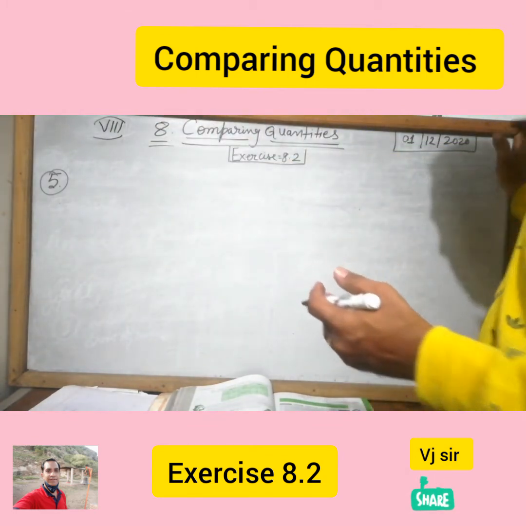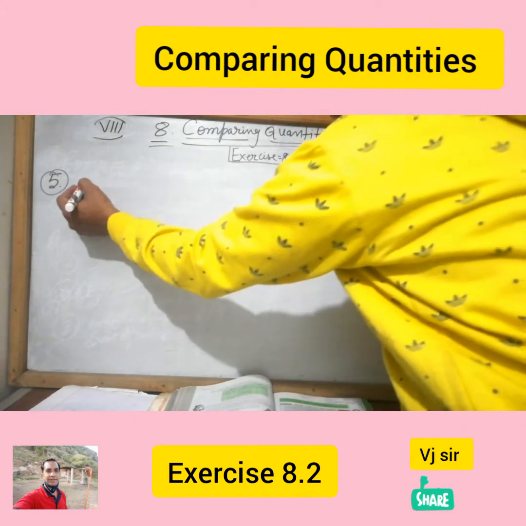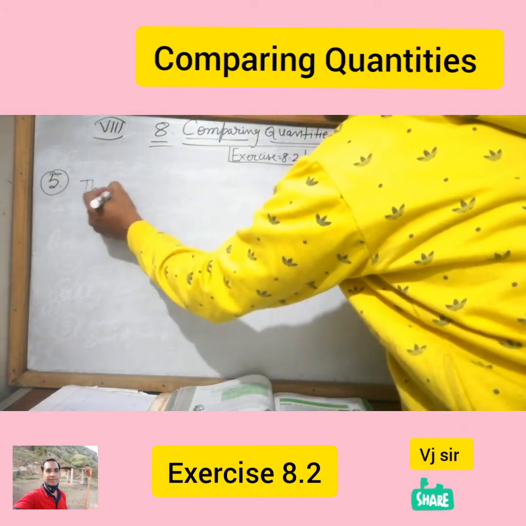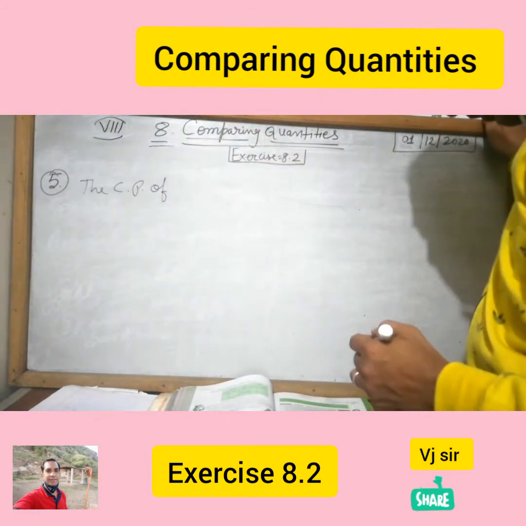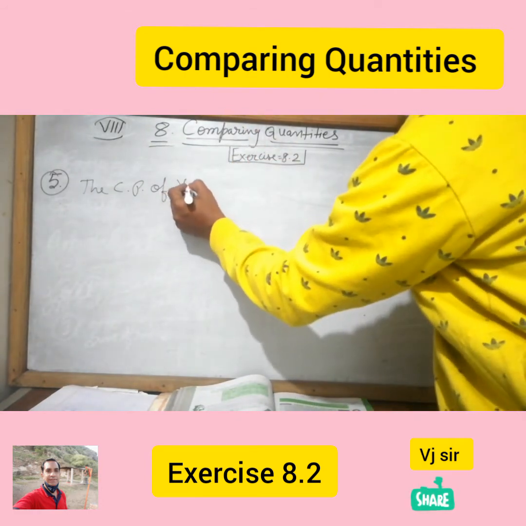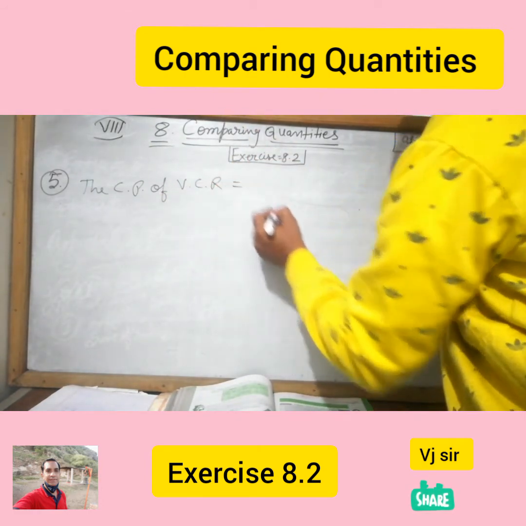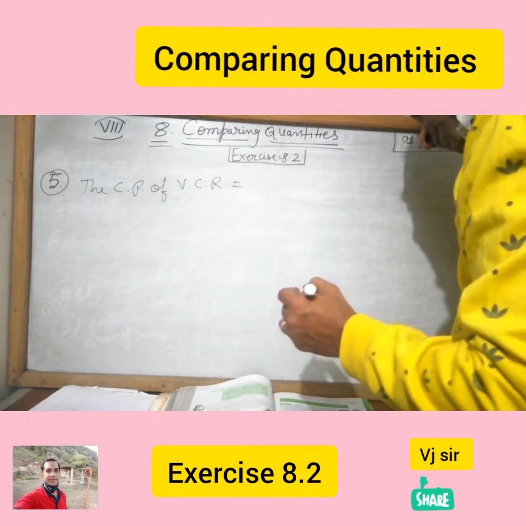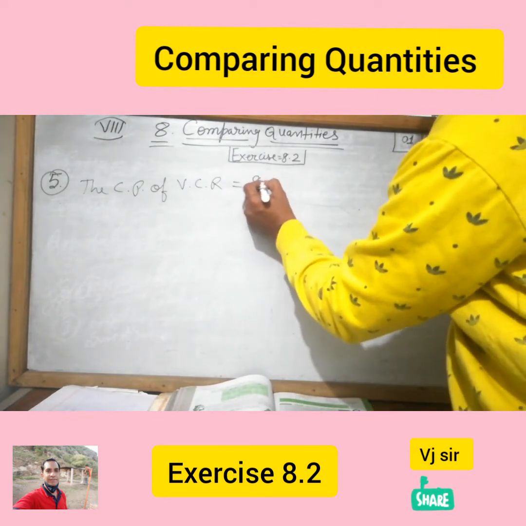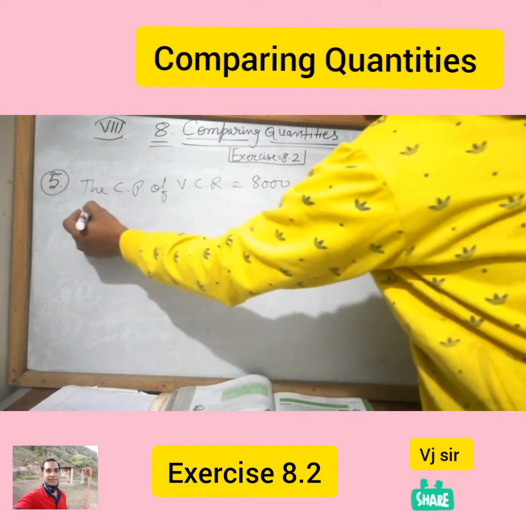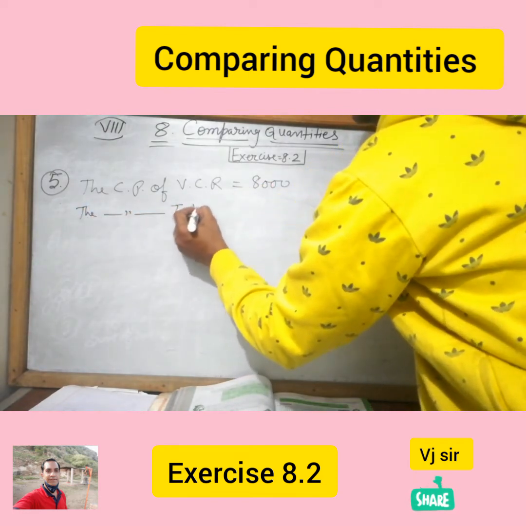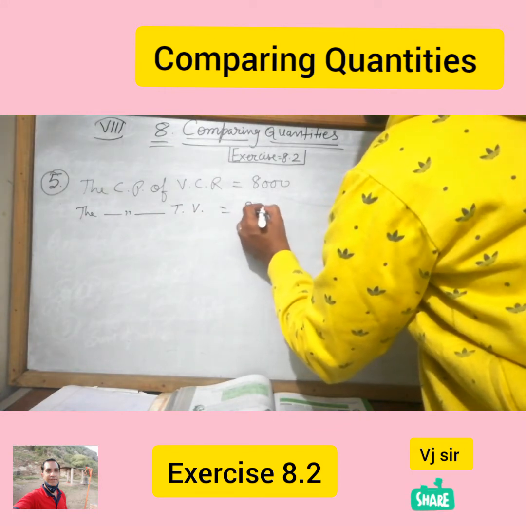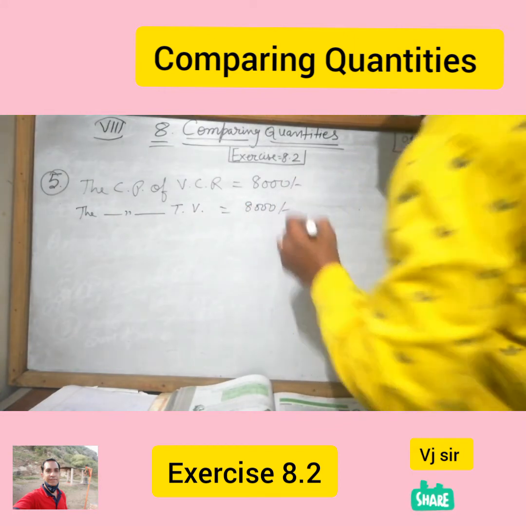A VCR and a TV were bought. Bought means cost price. So we can write the CP, cost price of the VCR, is equal to 8,000. Okay, and the cost price of the TV is also rupees 8,000.